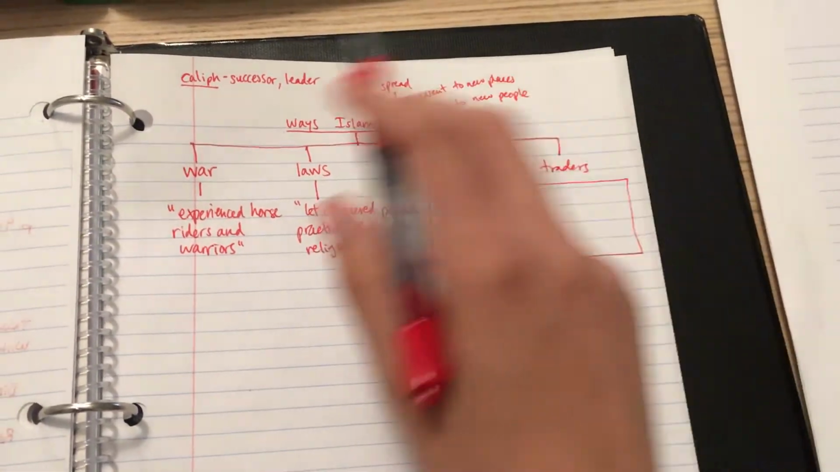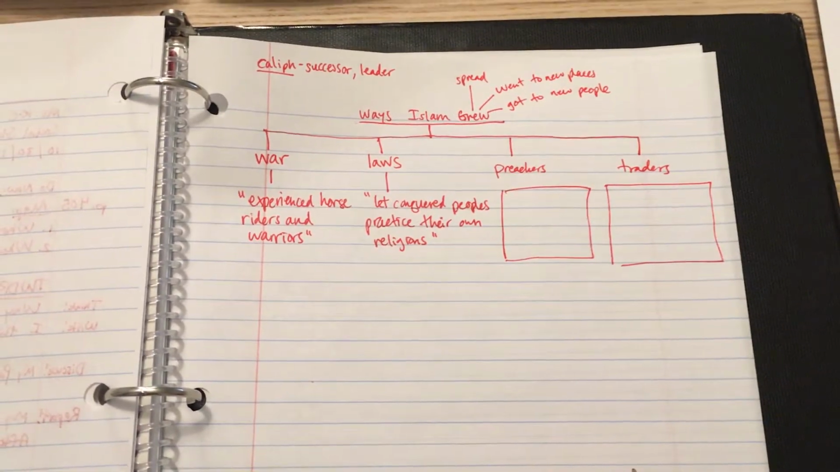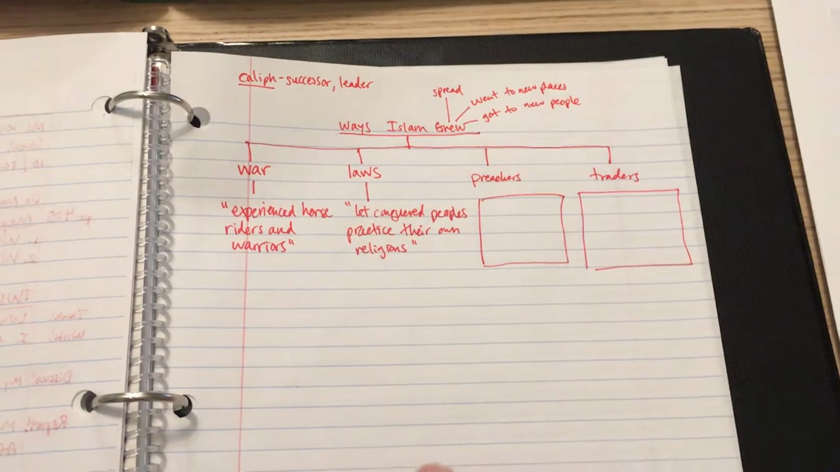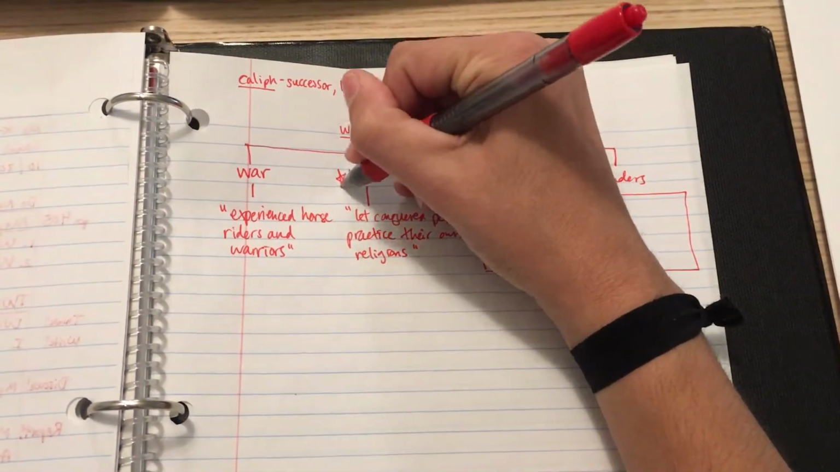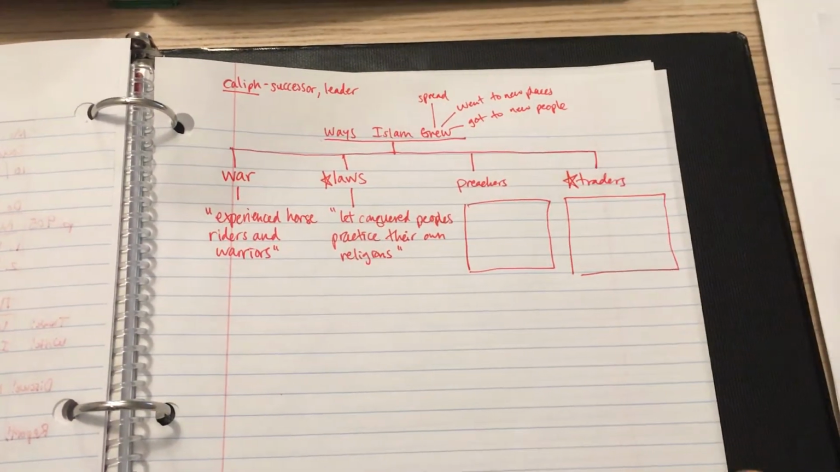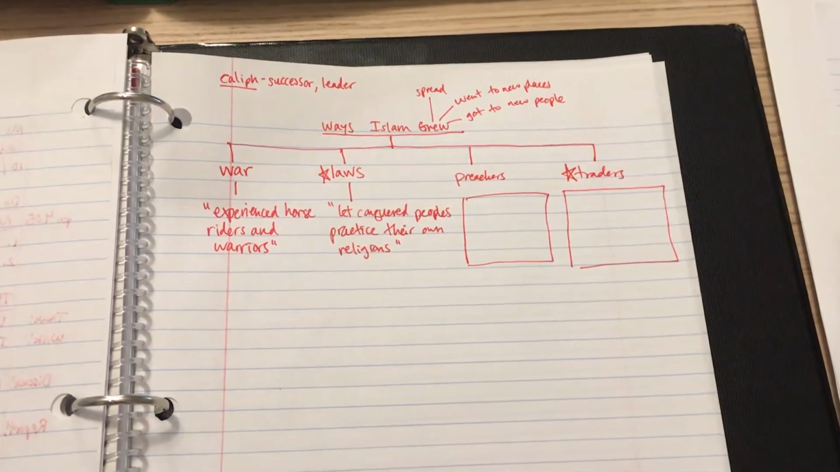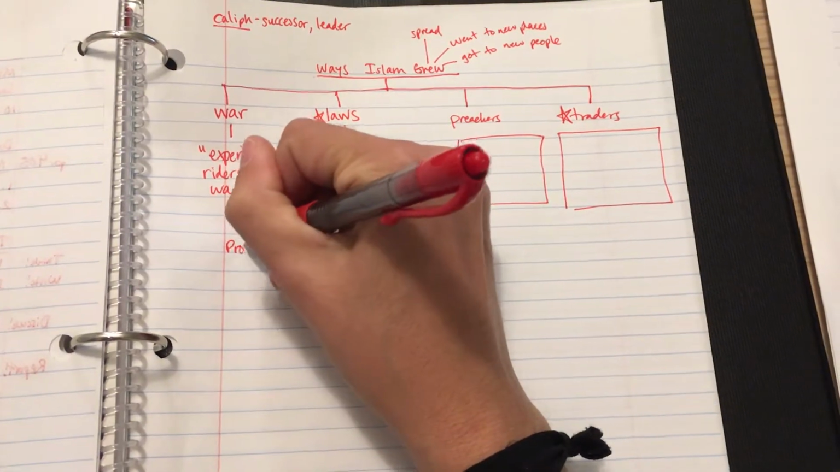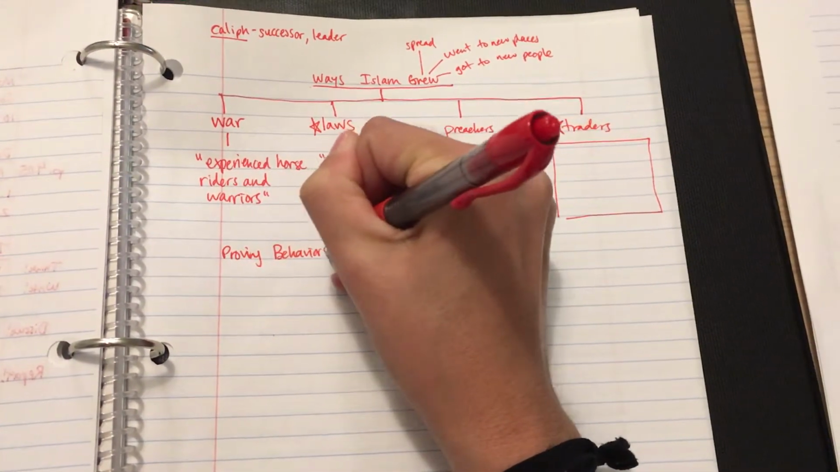Before we can write our proving behavior, we want to choose what we think are the two most important ways. The objective wasn't just to know two, it was the two most important. Based on these four, I think the most important were their laws and that they were traders. Because I think it's really interesting how religion spreads through peaceful means. So I'm going to use these two when I begin to write my paragraph for my proving behavior.